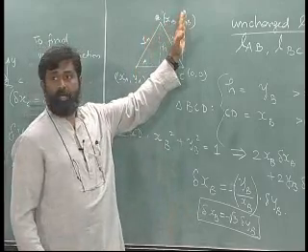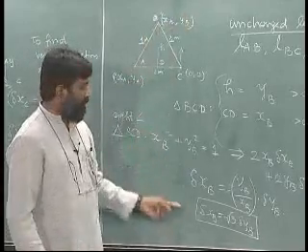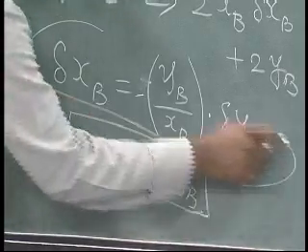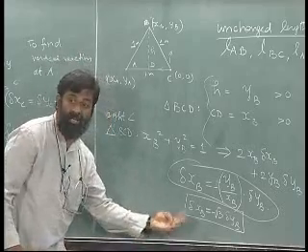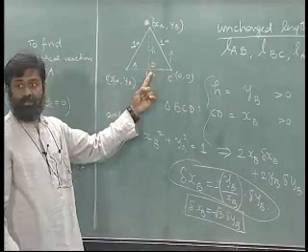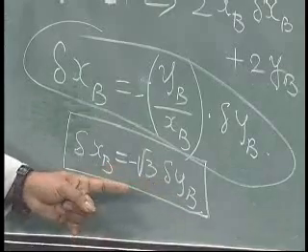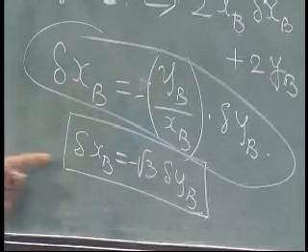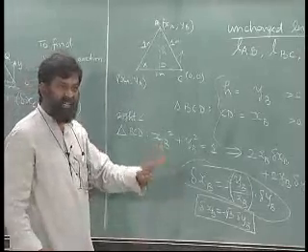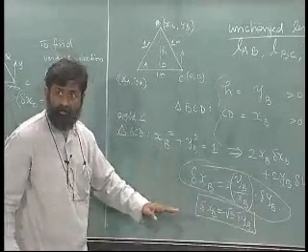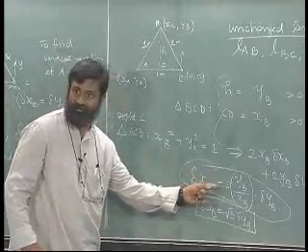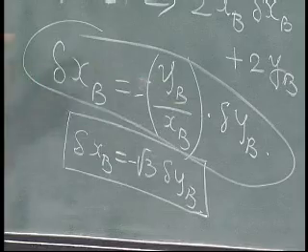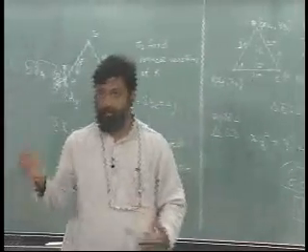Supposing I had used some other configuration to start with, this would change. This holds good only for the configuration I start with here, which is given by yb equal to root 3 by 2 and xb equal to half, and that is how we get this relationship. Please remember that it is only applicable for small displacements. If it is not so, I have to use this. I still can use virtual displacement equations, but if I use this, it is for even larger displacements.